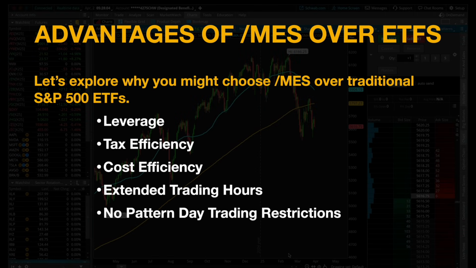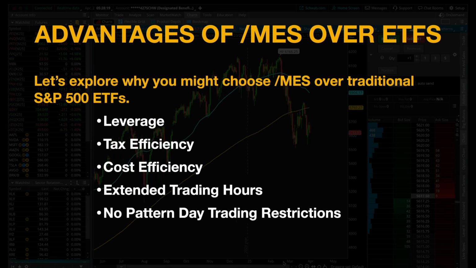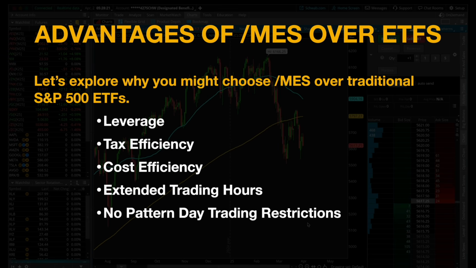Now let's explore why you might choose MES over traditional S&P 500 ETFs like SPY. First, futures contracts offer significantly more leverage. As we've seen, you can control approximately $28,000 of notional value with just $2,100 of margin. Next, tax efficiency. Futures contracts in the U.S. are taxed under the 60/40 rule, where 60% of gains are taxed as long-term capital gains and 40% is short-term. This can offer tax advantages compared to ETFs, especially for active traders. Next, cost efficiency.